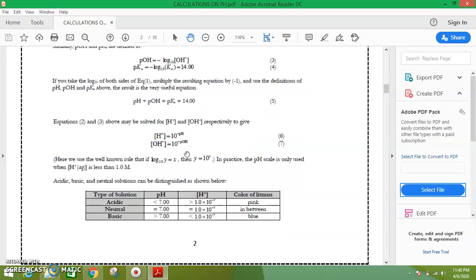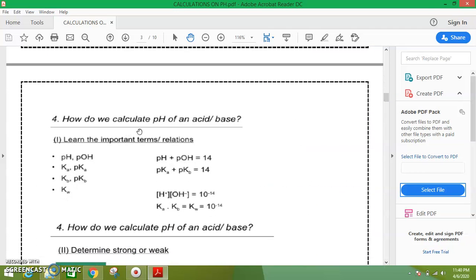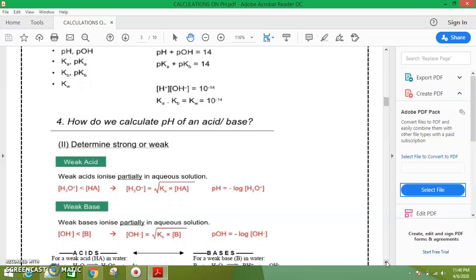This information I already explained to you. You can compare. Come on here, how to calculate pH of strong acid and base. These rules I already explained to you. Please follow this rule for calculation. Next, I will give you two examples of how to calculate.